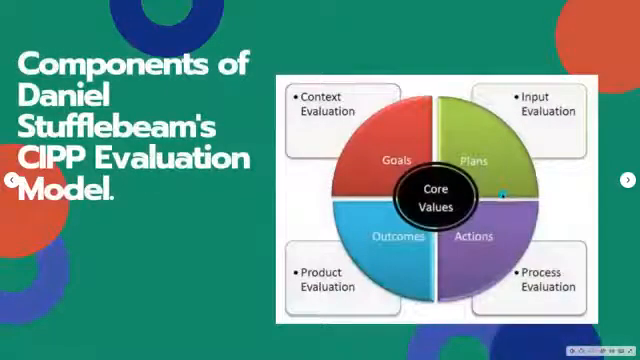So there are four components of CIPP. It stands for context, input, process, and product. Let us now define each component as illustrated by the below diagram. First, context evaluation. This is the overall goals or mission. It asks the question, what needs to be done?